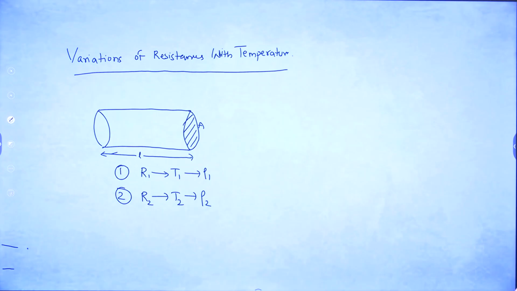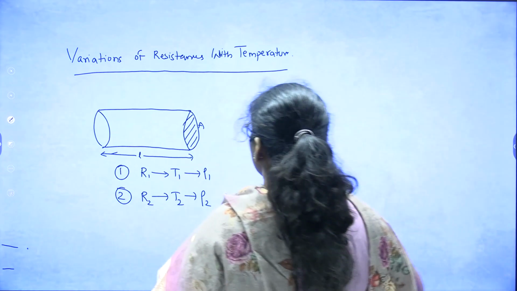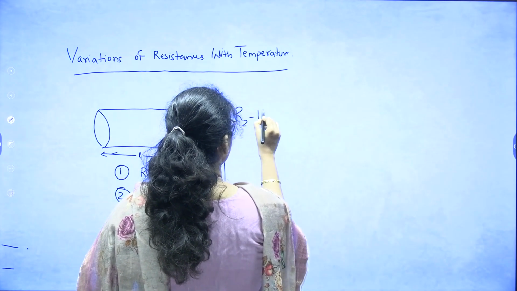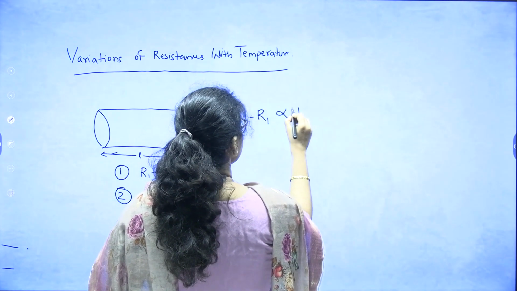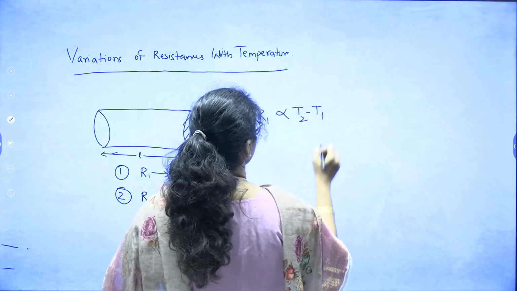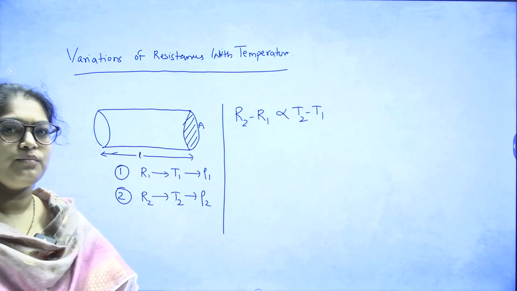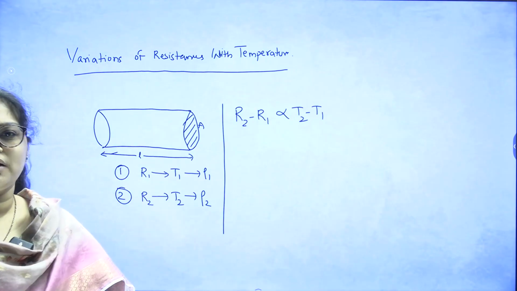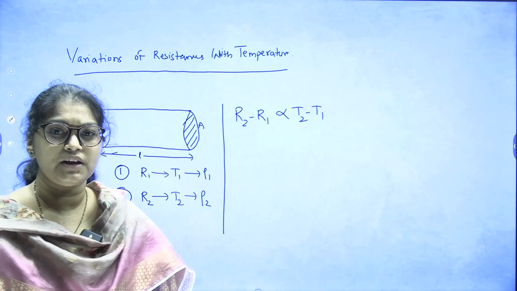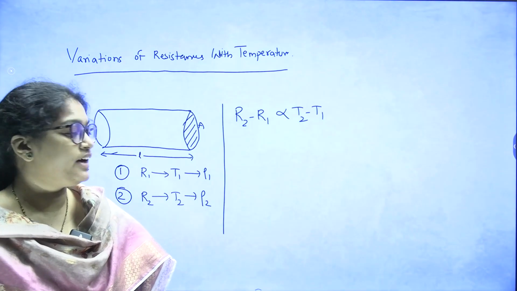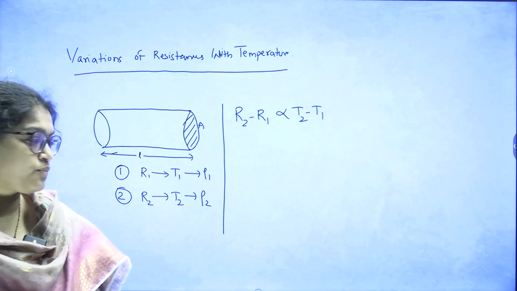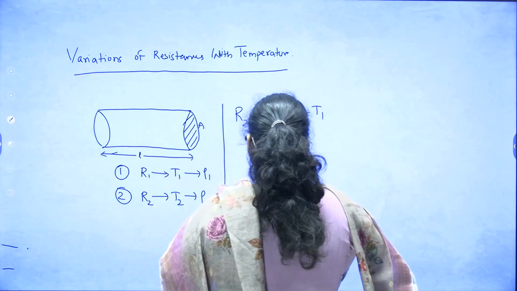So, can we write like this? From these, can I write R2 minus R1 is directly proportional to T2 minus T1. There is some change in temperature because of heating the wire, and then there is some change in resistance also.